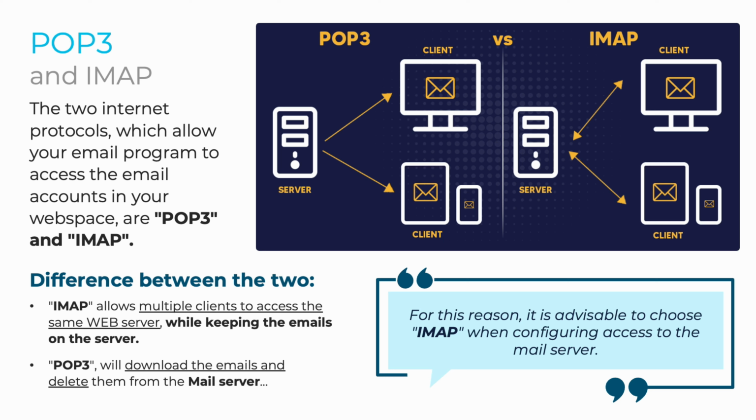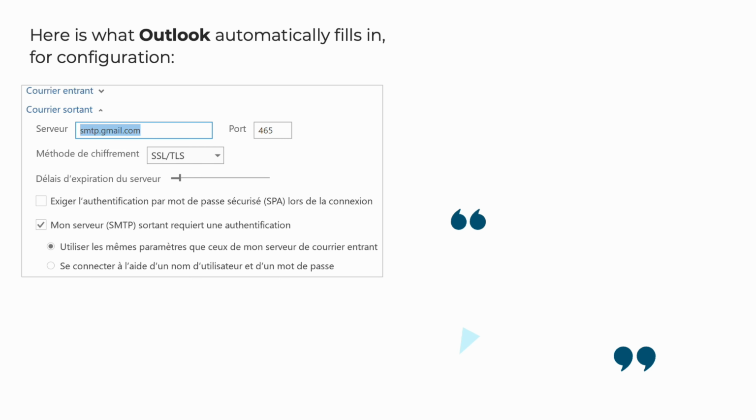Today, setting up an email account on an email app is usually done automatically. For example, if I want Microsoft's Outlook application, which is an email client, to be able to access my Gmail mail server, I would just need to specify the login credentials with password. Here's what Outlook automatically fills in for configuration.